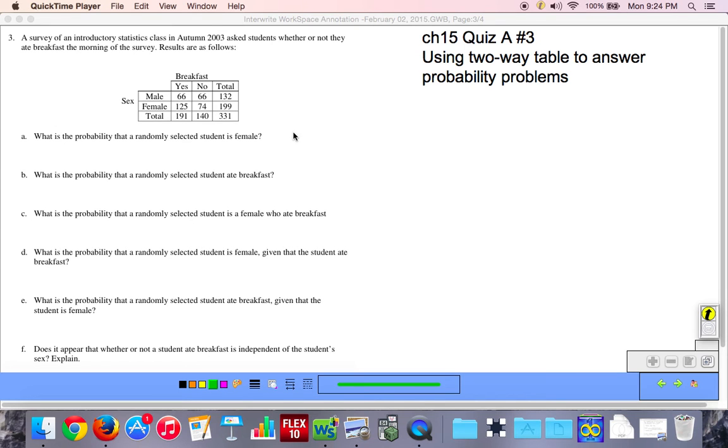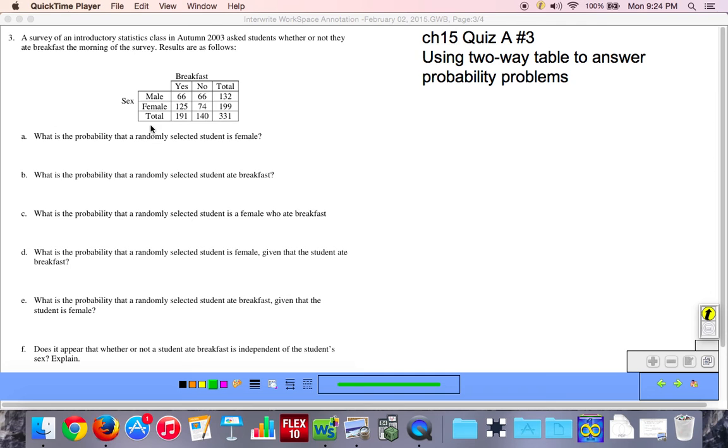Table to help us answer some probability problems. If you can just take a minute and read the introduction. So this is a survey of students in a statistics class, and the survey asks whether or not the students ate breakfast. There were 331 students in the survey. 199 of them are female, 132 are male. 191 students ate breakfast, 140 did not.